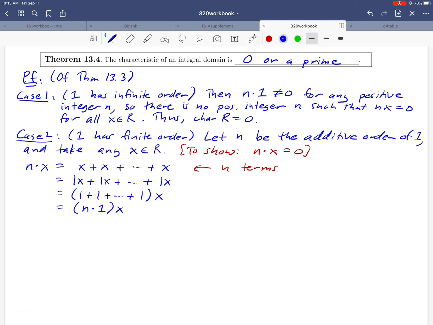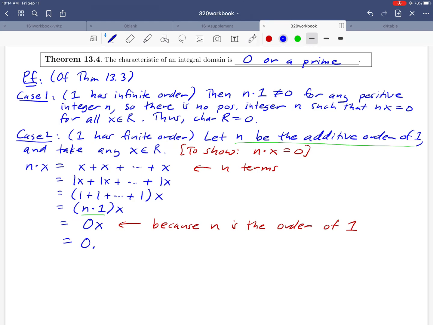But then remember what we said at the very beginning, where this n came from. N is the additive order of 1. So we know that when we take n times 1, we're going to get 0, just by the definition of what that additive order means. I'm going to write that into the proof because that's a very important step here. N is the order of 1, and 0 times x is equal to 0 in any ring. So what have we shown here? Well, we just showed that if we take n copies of x and add them together, we get 0.